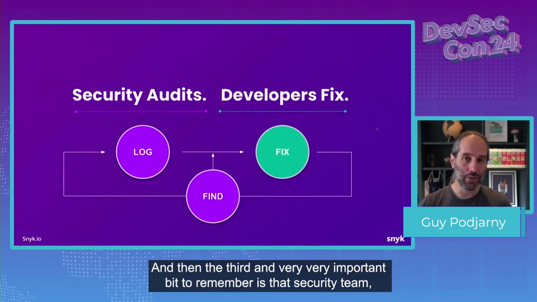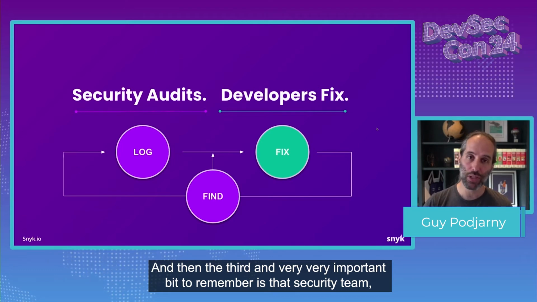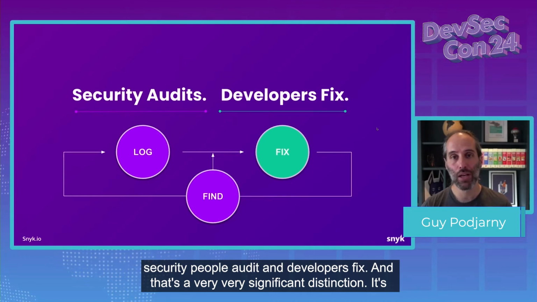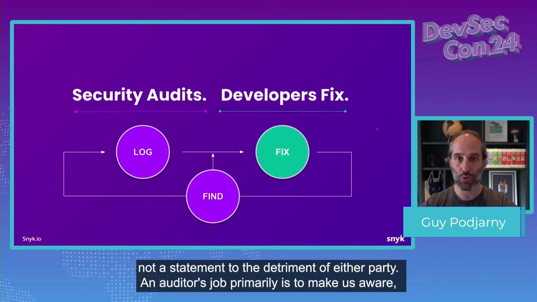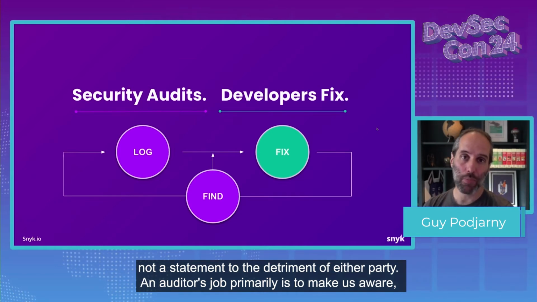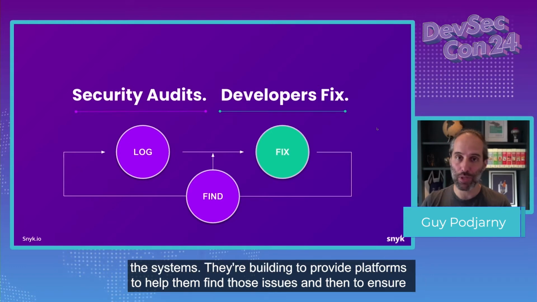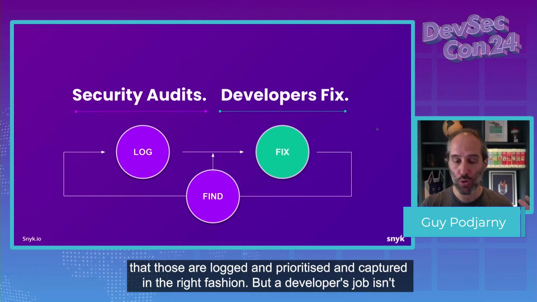And then the third and very, very important bit to remember is that security people audit and developers fix. And that's a very, very significant distinction. It's not a statement to the detriment of either party. An auditor's job primarily is to make the company aware, make the developers aware of the security flaws in the systems they're building, to provide platforms to help them find those issues, and then to ensure that those are logged and prioritized and captured in the right fashion.